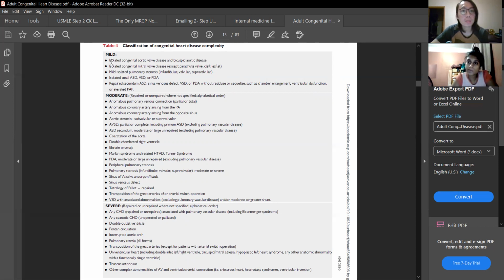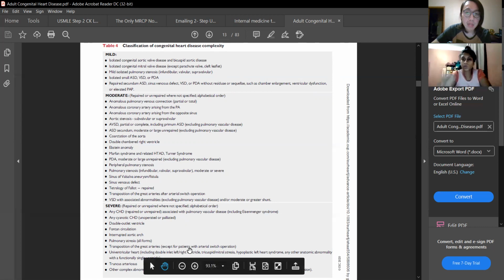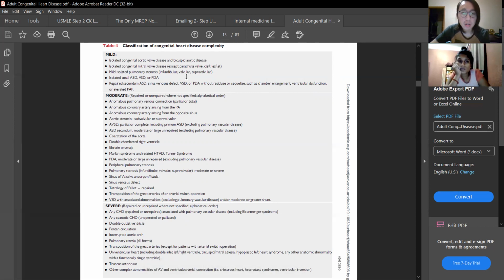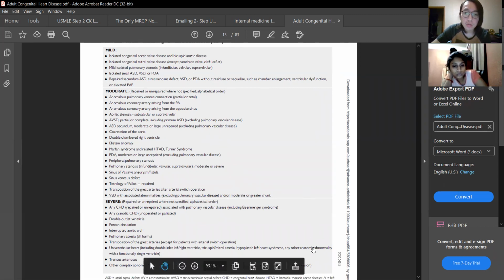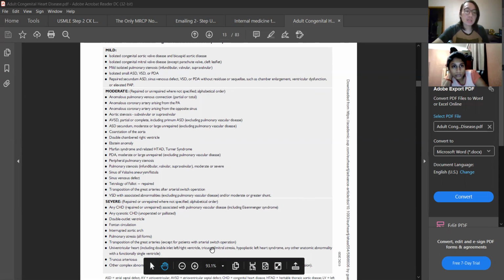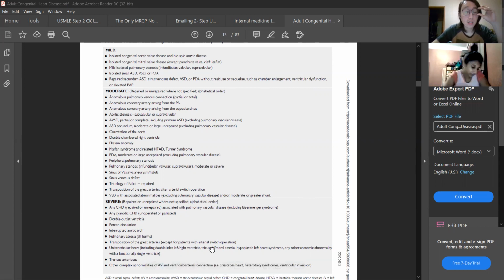I wanted to copy this entire table into a Word document and highlight it with different colors for us to see which one is cyanotic, which one is acyanotic, which one is shunting, which one is stenotic and regurgitant. But I did not find time to do that. So maybe you can do that yourself. Anyway, now let's start with cyanotic congenital heart diseases.